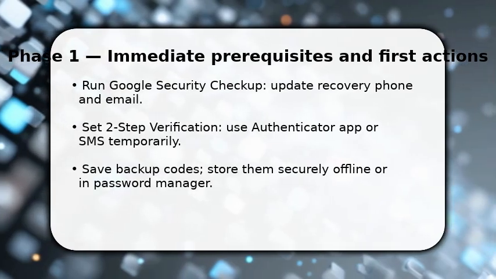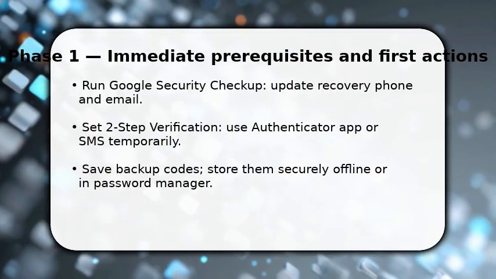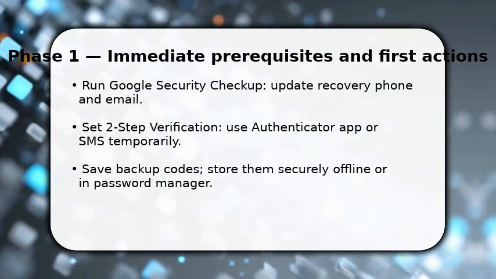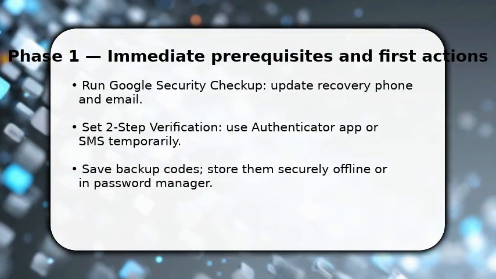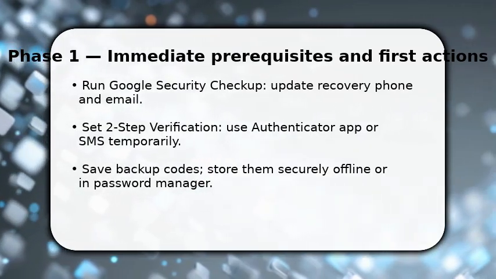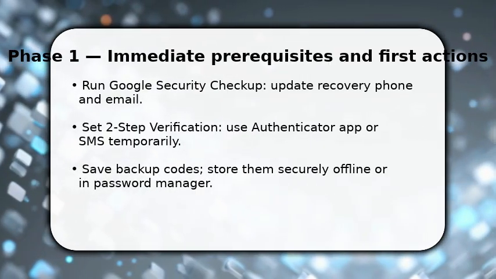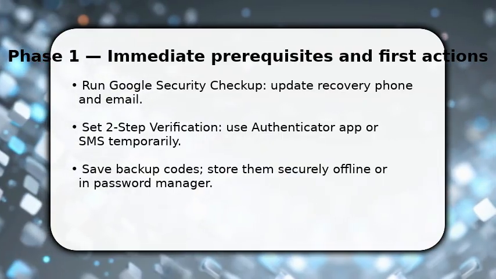Enjoy the video. You sign in and go straight to Google Security Checkup. Do this now to lock down recovery options and active sessions. Add a recovery phone and an alternate email so Google can verify you later. Once done, enable two-step verification and choose an authenticator app for stronger codes. SMS is acceptable only as a temporary fallback.